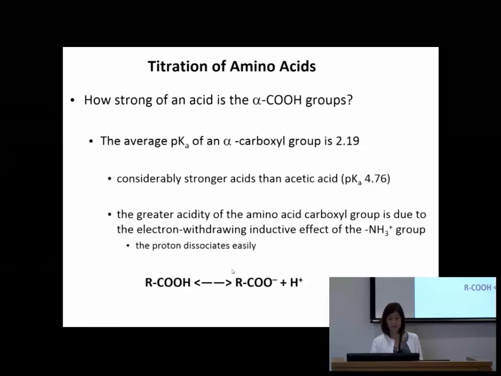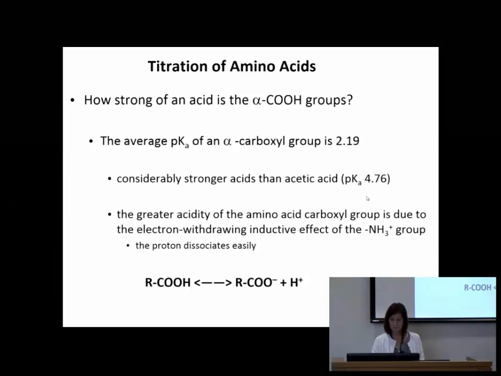So I'm not going to ask you for this definition because you would have to have organic chemistry to fully understand it. But I do want you to know, in general, the carboxyl group, the acid on an amino acid, is a stronger organic acid than comparable organic acids.